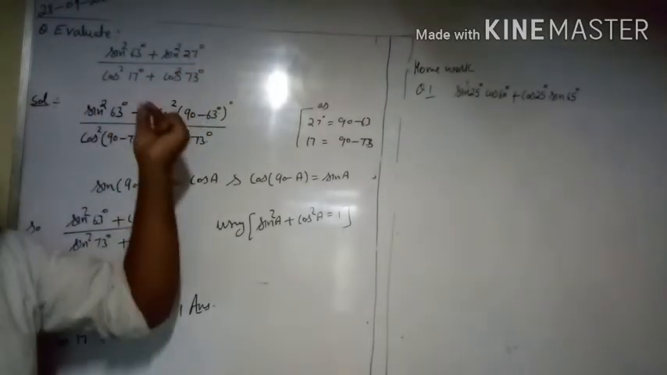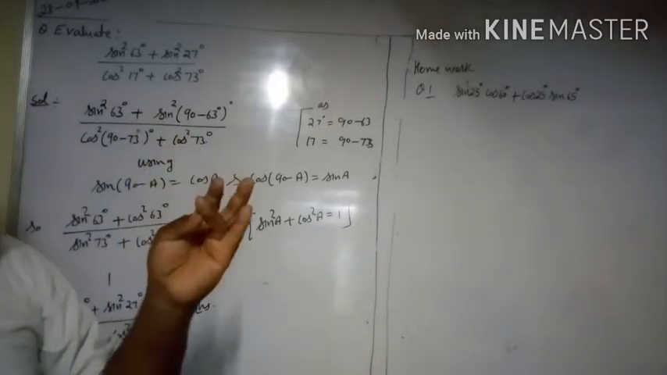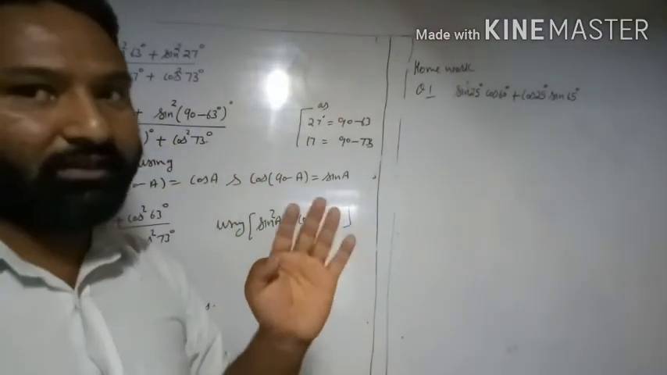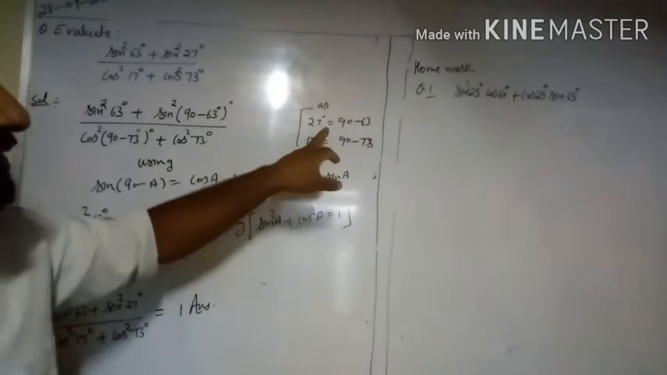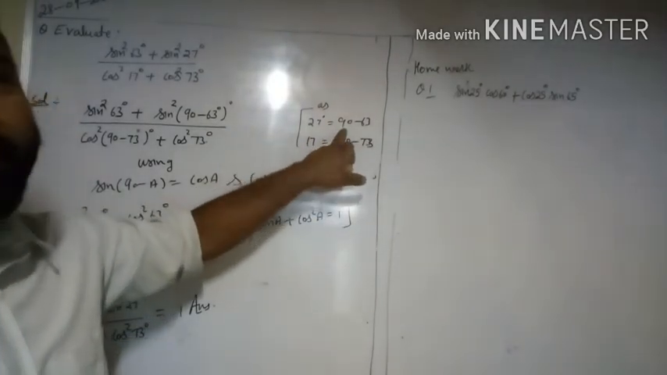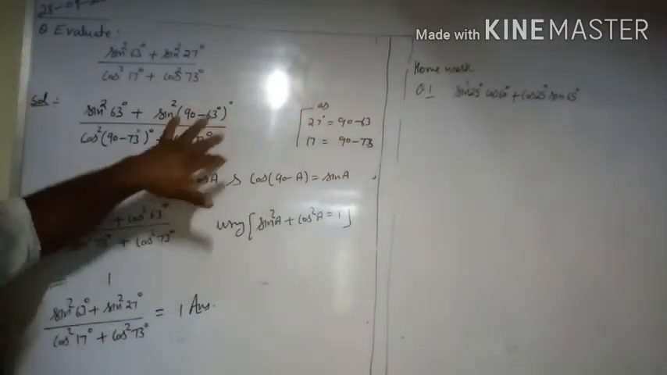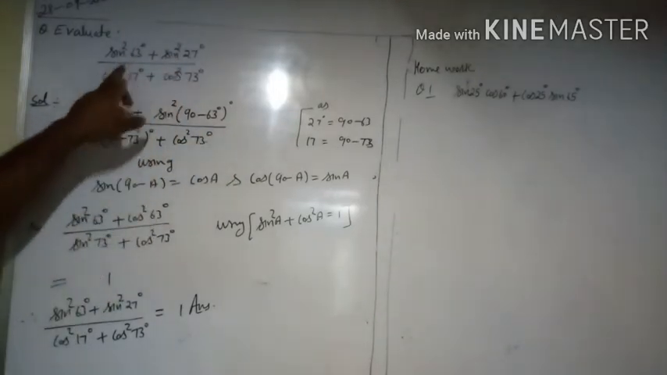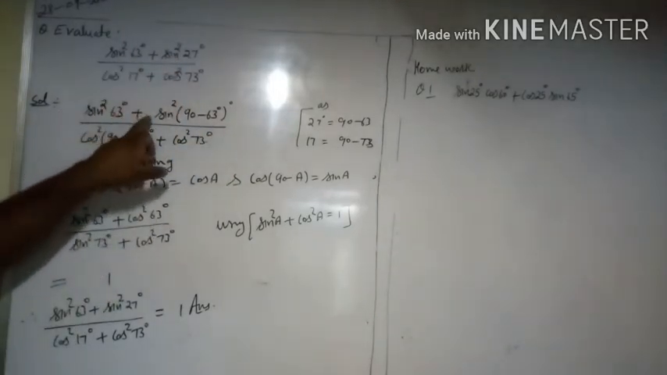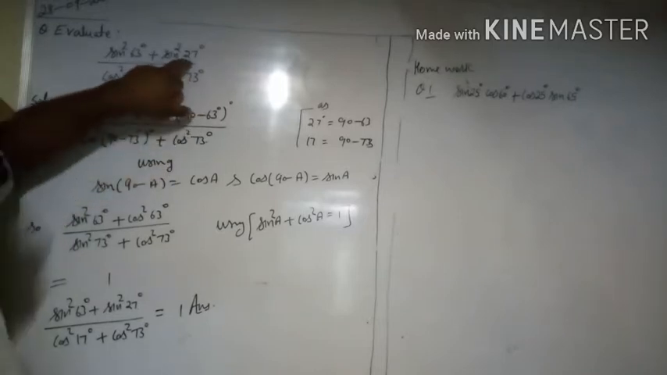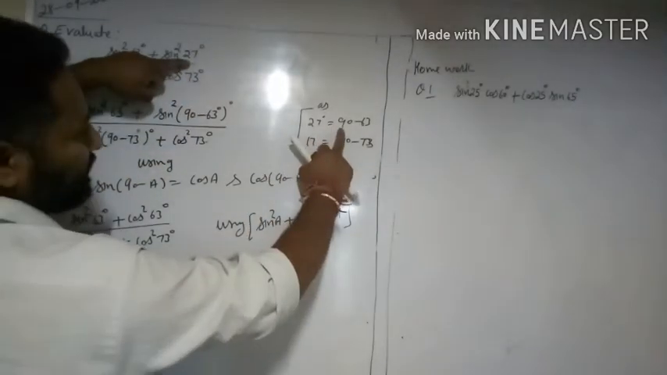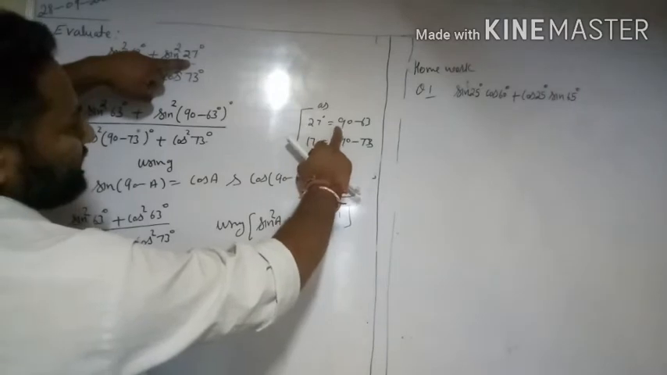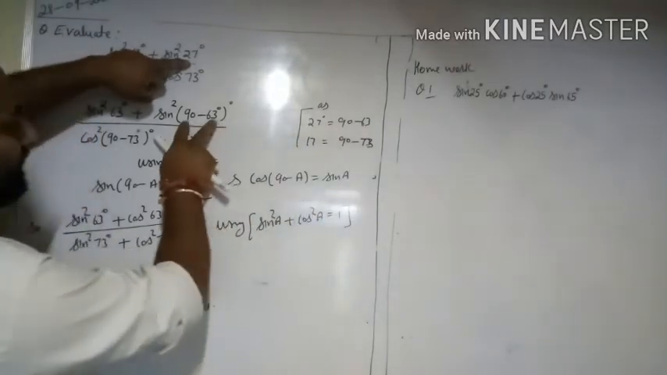When some angles are given that are not 90, 60, 30, 45, or 0 degrees, not even other than that, then we have to use the concept of complementary angles. So we have to change one of the angles here. I'm keeping sine square 63 as it is. Then here, sine square 27. As we know, 27 we can write as 90 minus 63. So we have written it like this.